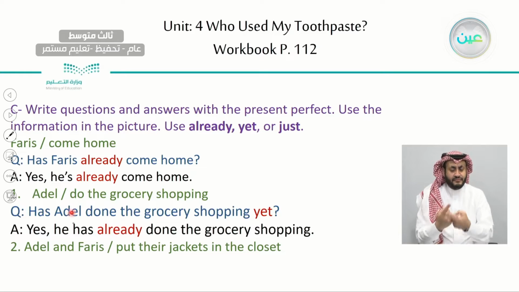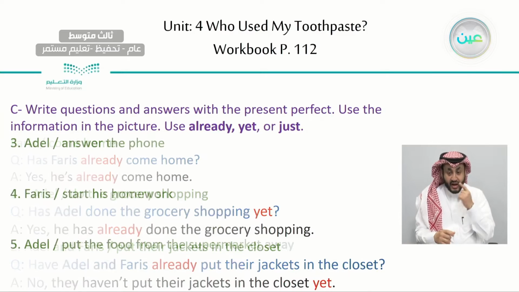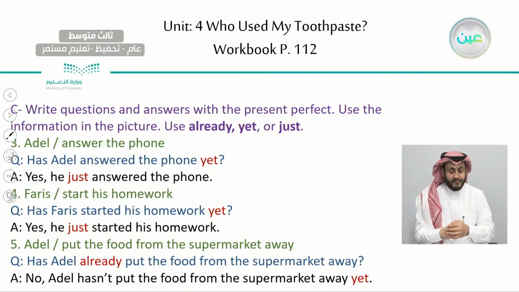Number 1, has Adil done the grocery shopping yet? The answer will be yes, he has already done the grocery shopping. Number 2, we have this question, have Adil and Faris already put their jackets in the closet? No, they haven't put their jackets in the closet yet. Look through all the other answers, copy it down, write it down on your notebook, check your answers. And this is for exercise C.